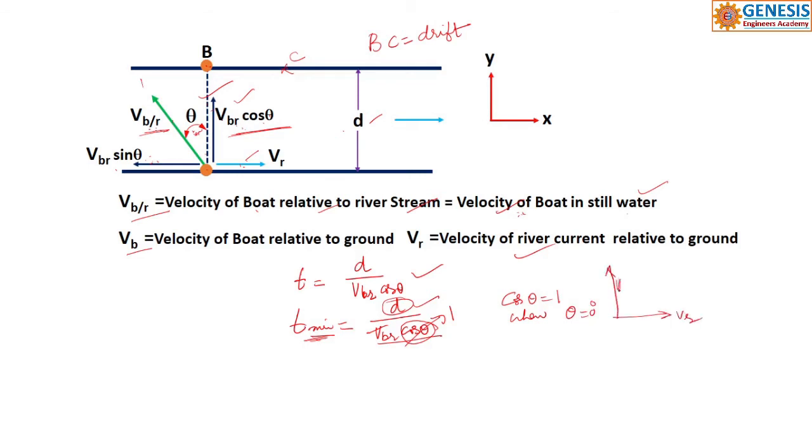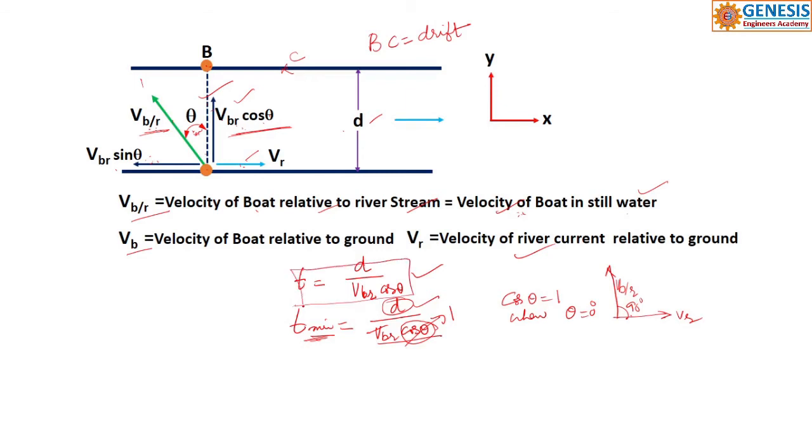Then VR and VBR make an angle of 90 degrees. If you want to find VB, you can find its magnitude from these, since this is a right angle triangle. So what have you learned? This is the general formula to find the time.